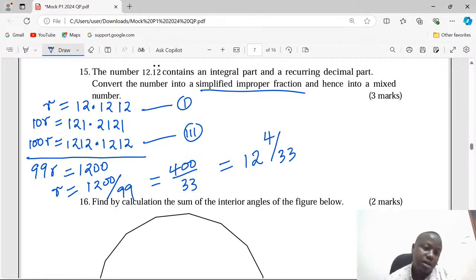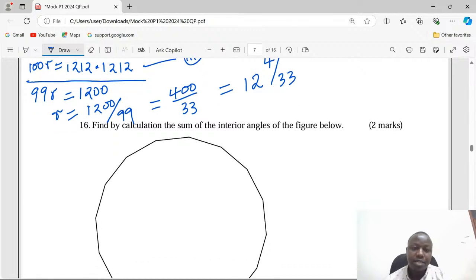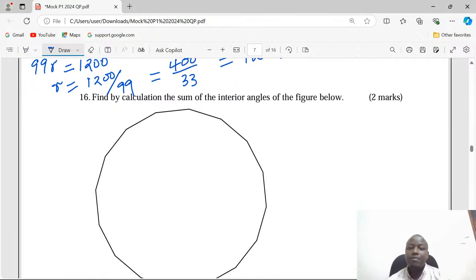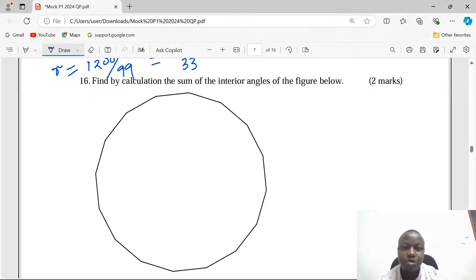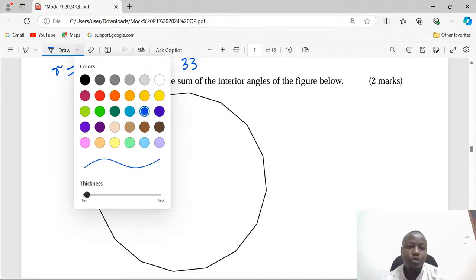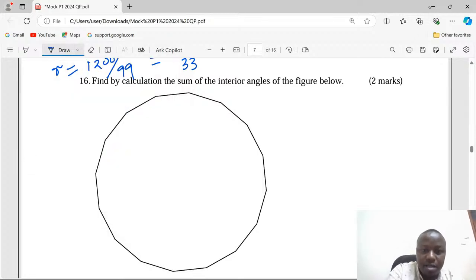Then the last question, number 16. Find by calculation the sum of the interior angles of the figure below. The figure below is a regular polygon with a given number of sides, but the figure has just been drawn for us. So it's our assignment now to determine the number of sides, whereby we will tally them. This is 1, 2, 3, 4, 5, 6, 7, 8, 9, 10, 11, 12, 13, 14, 15, 16.